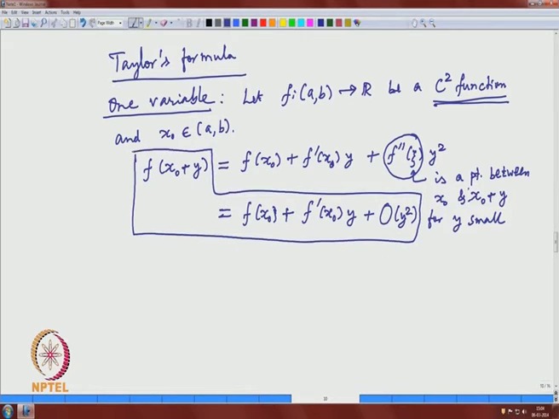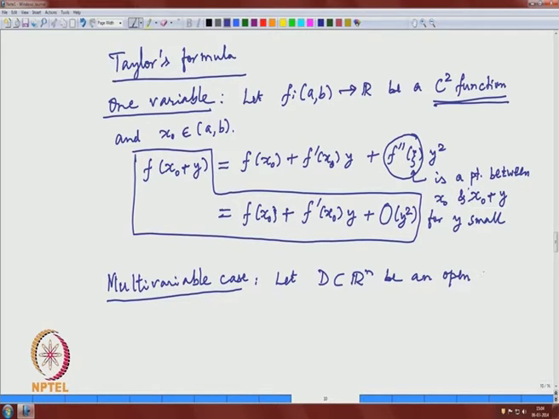Now, once we have this for the one variable case, we will see how to extend it to the multivariable case. Again, let me start with one real valued function, multivariable case. In fact, we reduce it to the one variable case. So, let D belonging to R^n be an open set and f, not the same as that f, now defined on this D to R, be a C2 function.